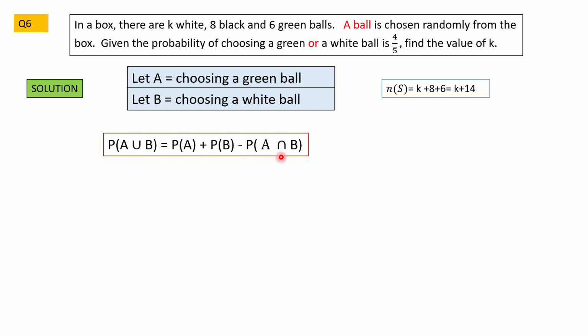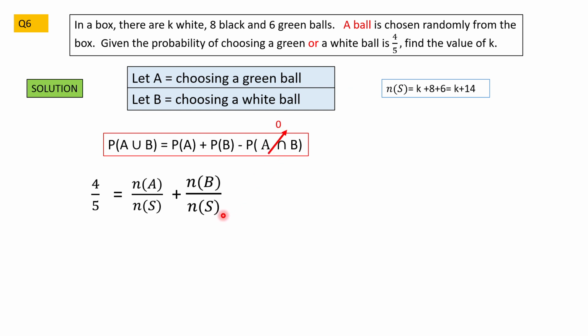Now let's go back to this answer here. So probability of the intersection between A and B. Can event A and B happen at the same time? That is choosing a green and white ball at the same time. It is impossible. Why is it impossible? Because we are only choosing one ball. So it is impossible to get green and white at the same time. Therefore, the intersection here equals 0.